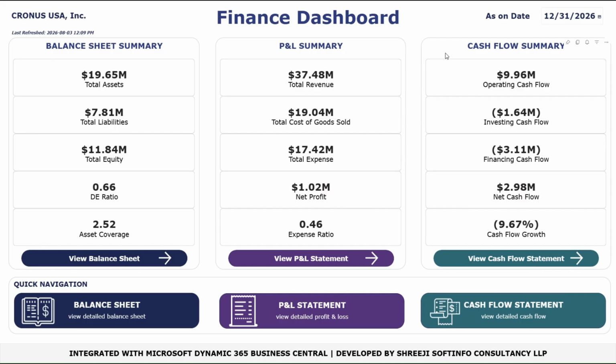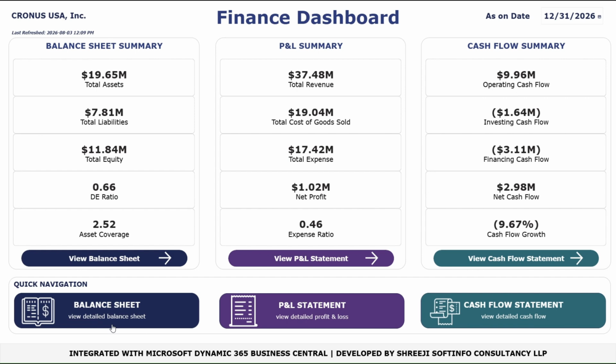The cash flow summary provides an overview of how cash moves throughout the organization by displaying operating cash flow, investing cash flow, financing cash flow, net cash flow, and cash flow growth. This allows management to monitor liquidity, evaluate cash generation, and understand the organization's ability to fund operations and future growth.